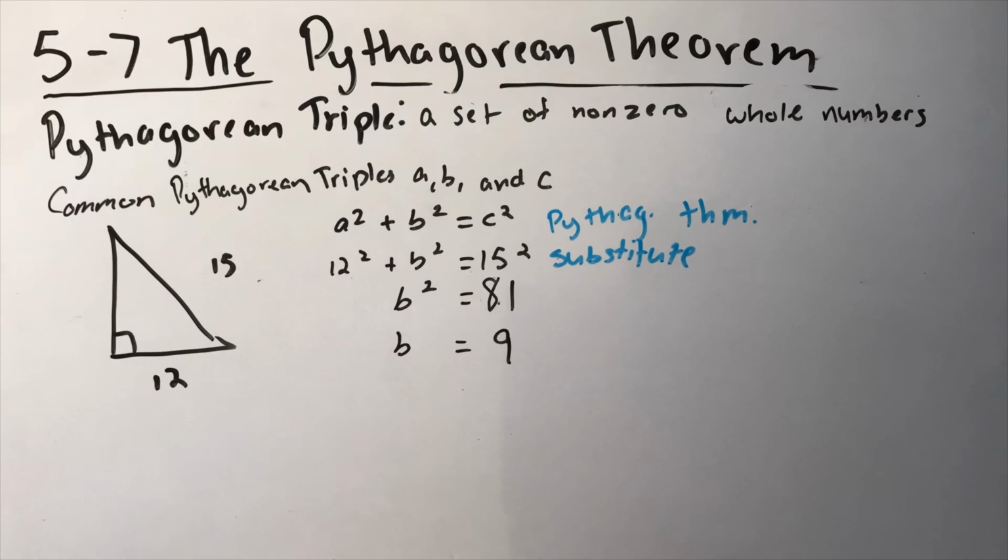Darn. Alright, 9 and 15 can form a Pythagorean triple. Are we there yet? Are we there yet? Stop your complaining, okay? Because we're almost there. We're almost done, I swear. We got 2 more theorems.